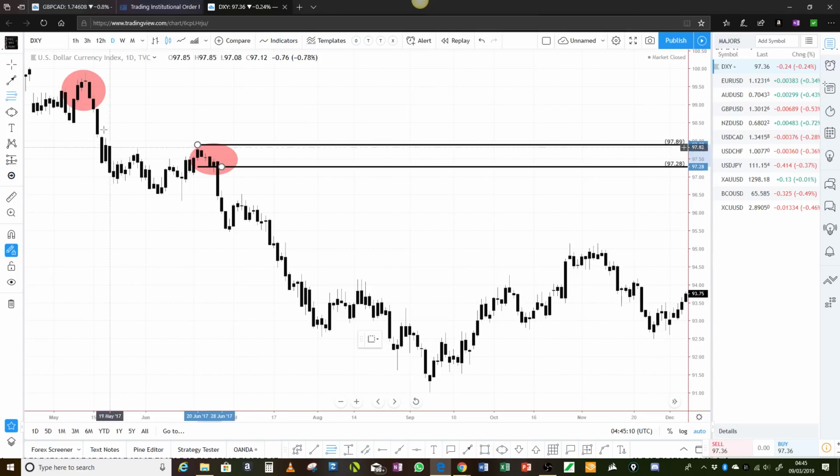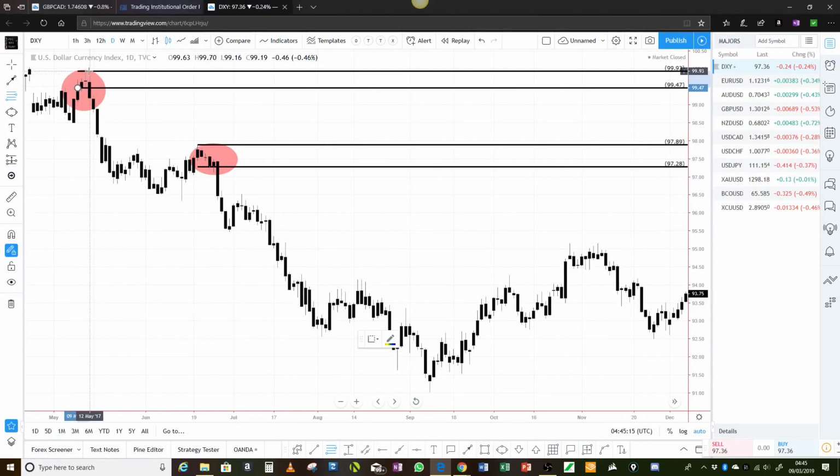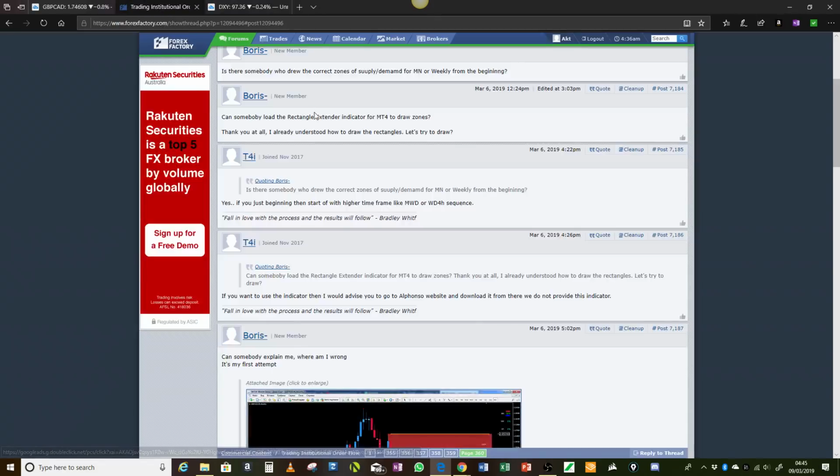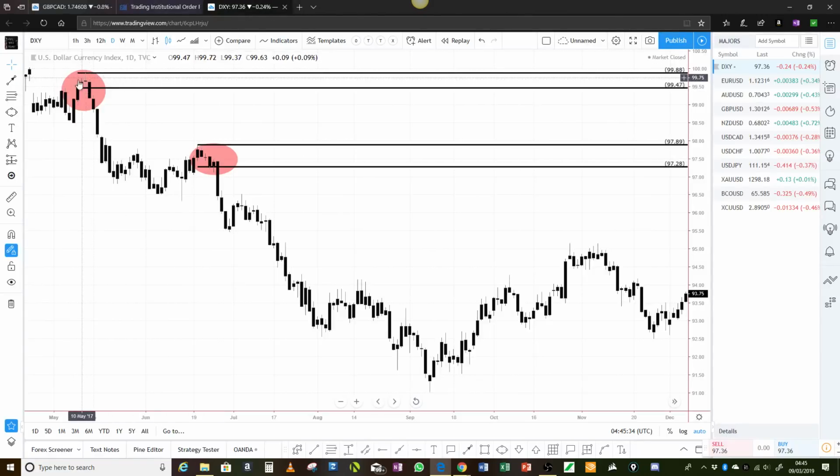So when you're going to draw your zones, you want to make sure you encompass the origin of that big drop. As close to the beginning of the move as possible is where you want to place your lines. And that's especially for the poster Boris, because I know you asked exactly how you would draw the zones. So that's exactly where, as close to the origin of the move down as you can get it.